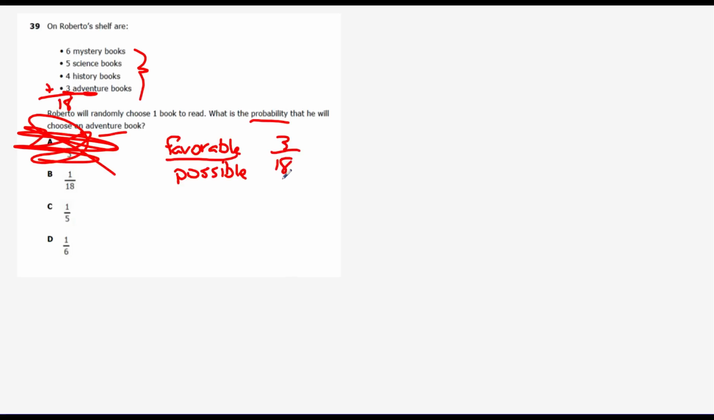So we get 3 out of 18. That's where this 18 came from. And then we just have to simplify this correctly. So 3 and 18 are both multiples of 3, which means I can divide both these by 3. So 3 divided by 3 is 1. 18 divided by 3 is 6. Gives us an answer of 1/6.